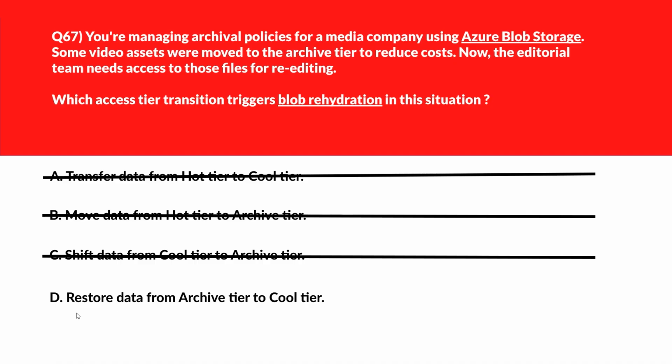D says store data from archive tier to cool tier. Blob rehydration occurs when archive data is brought back to an online tier like cool or hot. That being said, option D is the right answer.